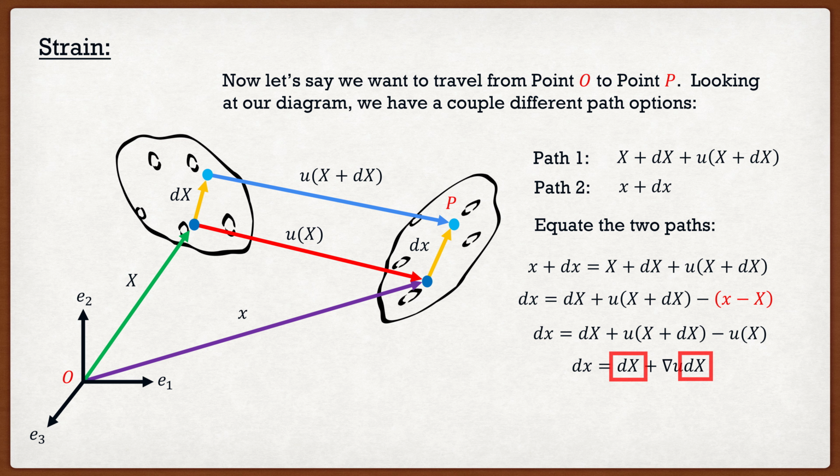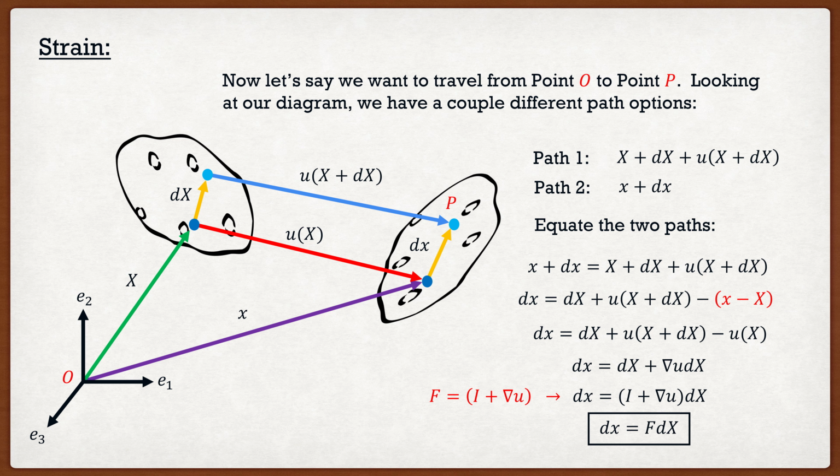So from here, I can say, all right, I have a dx on both sides, so I can factor that out to get d small x is equal to I plus nabla u of dx. Now, I'm going to introduce a second relationship, which again you may or may not know, but I'm going to introduce it in the next slide, so don't be too worried, and that is F, where F is called the deformation gradient, and it's equal to I plus nabla u. So I can substitute that in there, and I get d small x is equal to F times d big X.